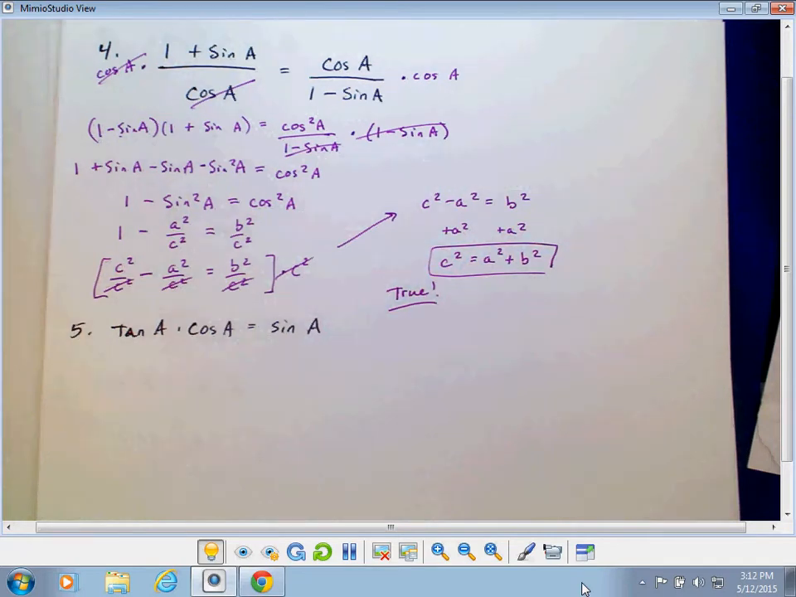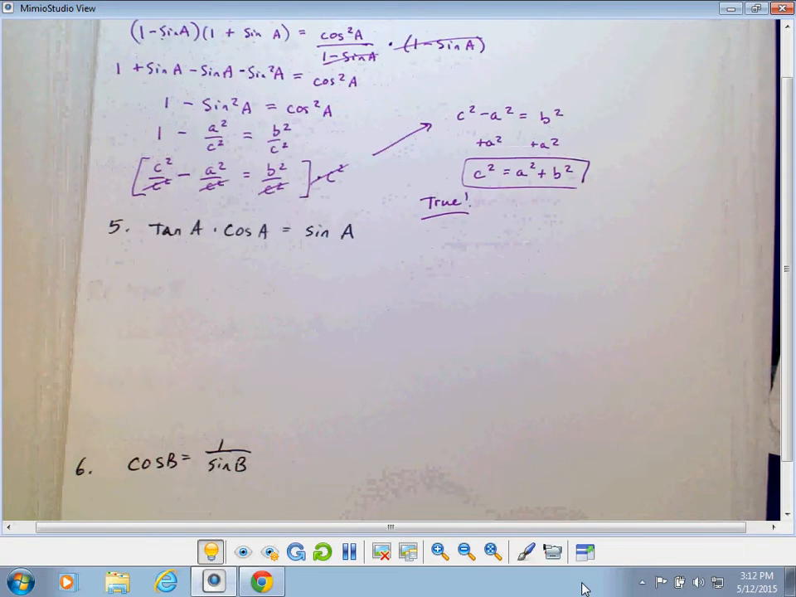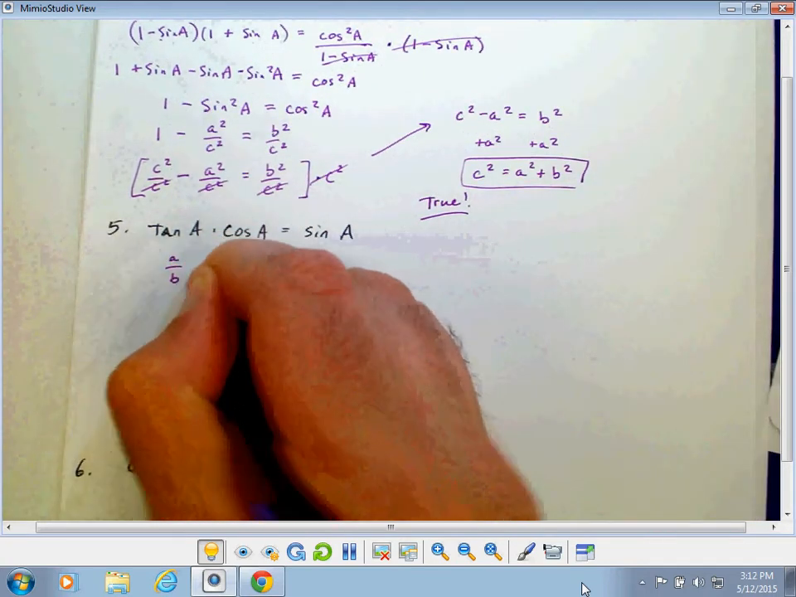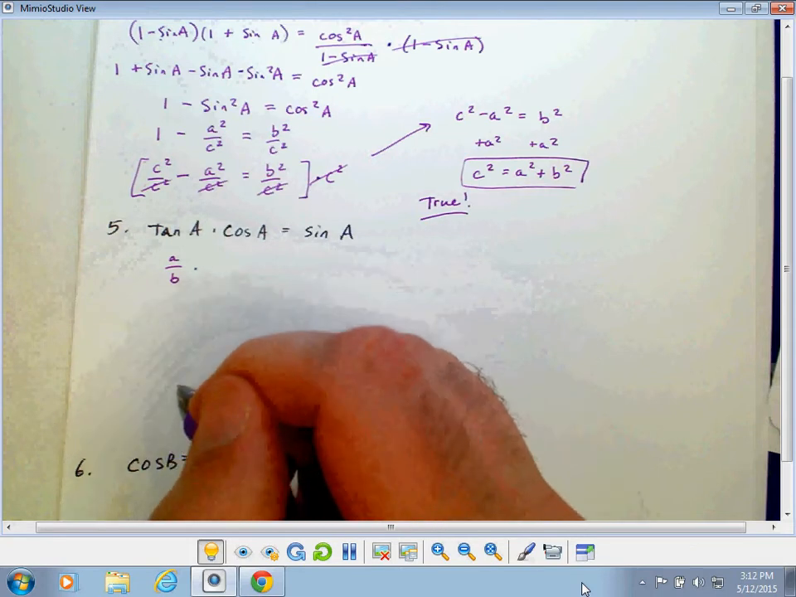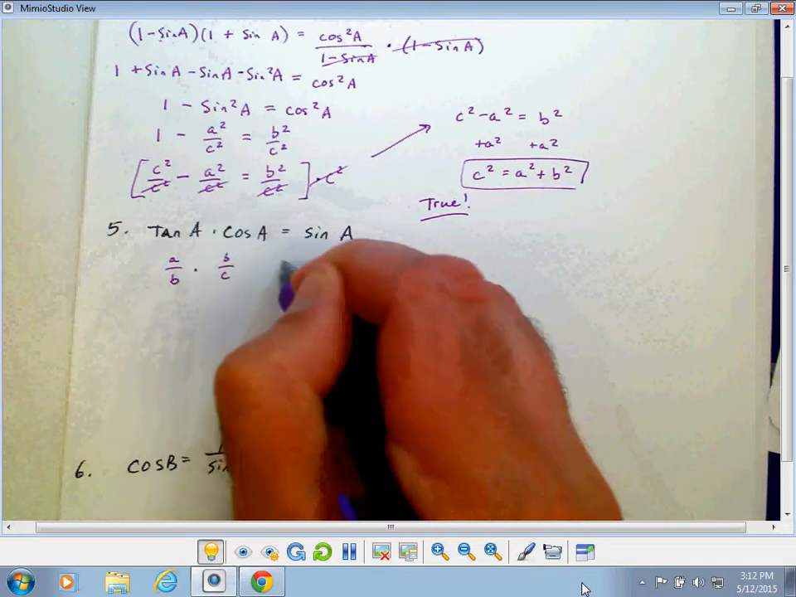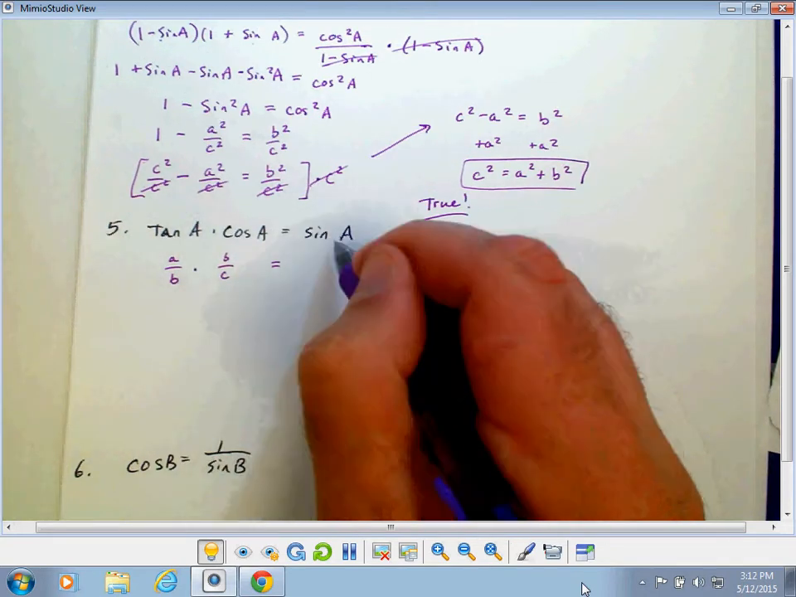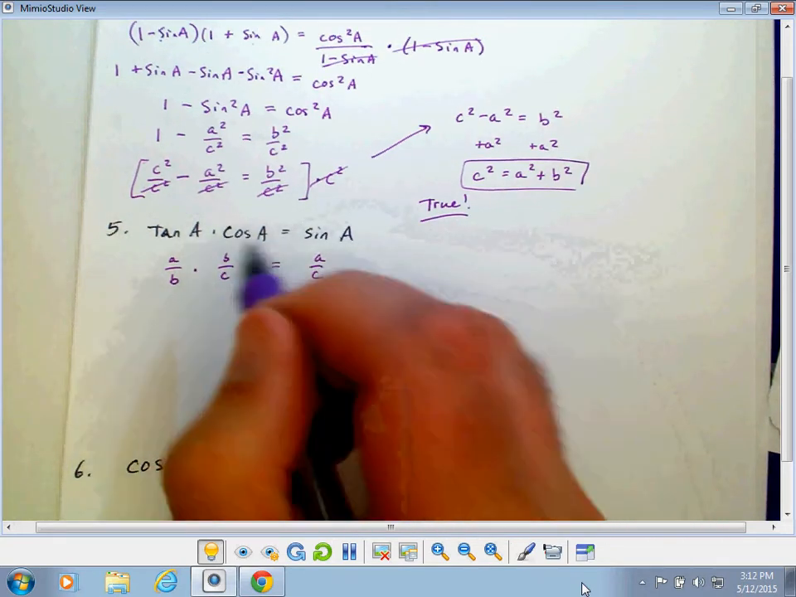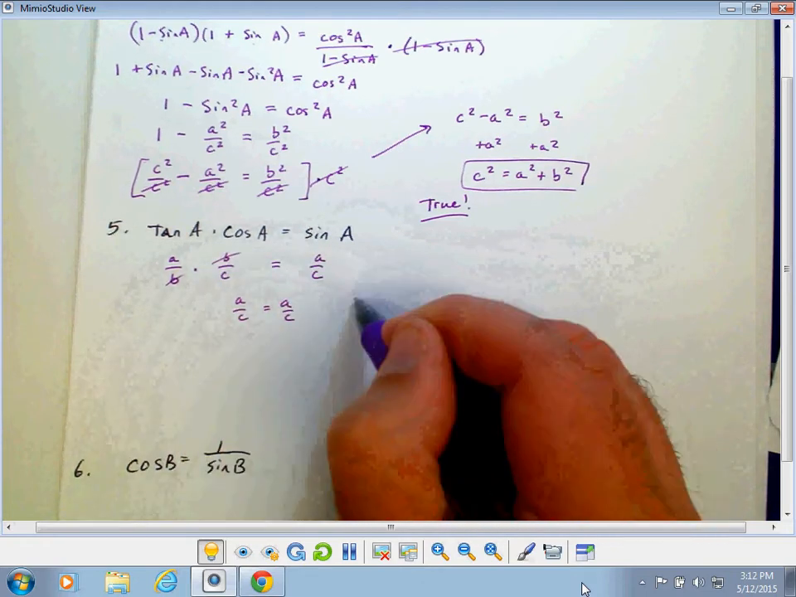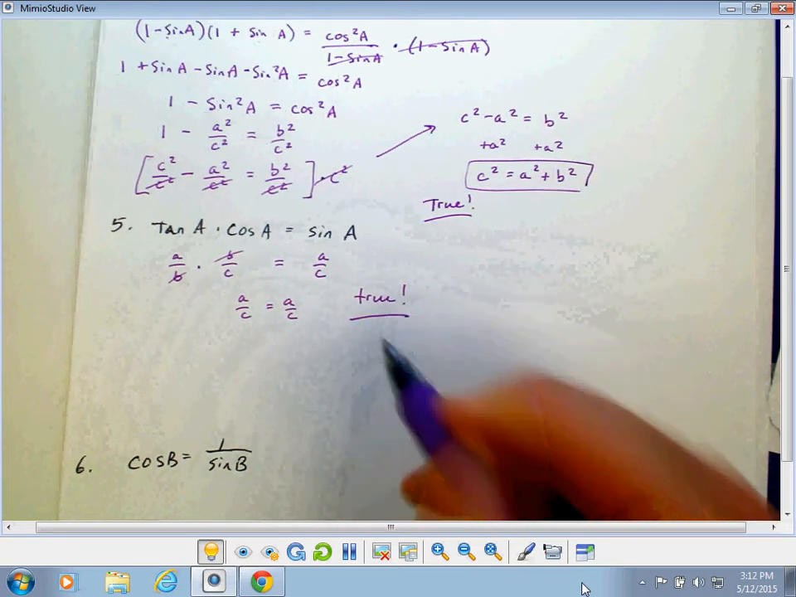It's kind of funny because some of these seem really long, like that one, which is a great exercise in algebra, but on the other hand, then you get to number 5 and it seems like a pretty easy one. The tangent of A would be a over b, the cosine of A would be b over c, and the sine of A is a over c. You can see that the b's cancel and you get a over c equals a over c. That one's true again.